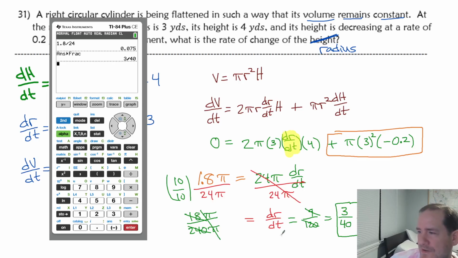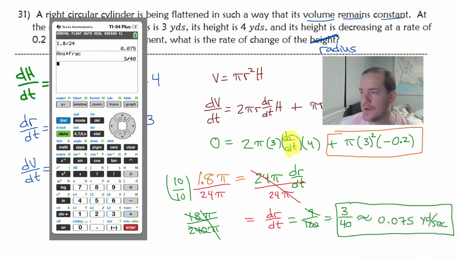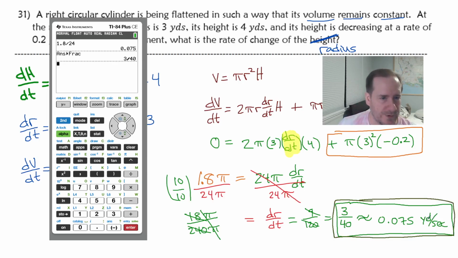So what is this? It's the rate of change of the radius. So what are the units? It would be plain old yards per second. So there you go. There's another problem down. This one I thought was somewhat interesting, so make sure you get it. And I forgot about my face, so forgive me. I'll move my face. And now you can see the answer. So again, the answer was 3 over 40, aka 0.075, and it's yards per second.